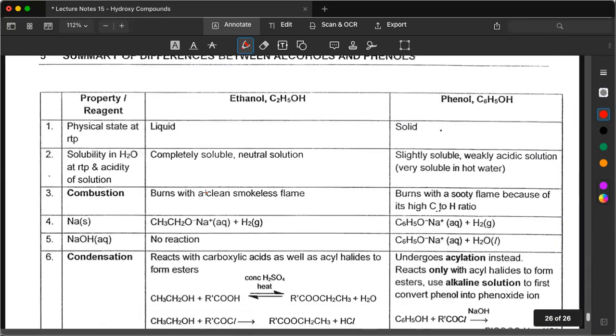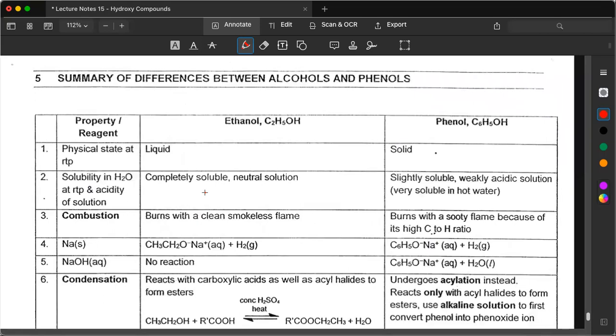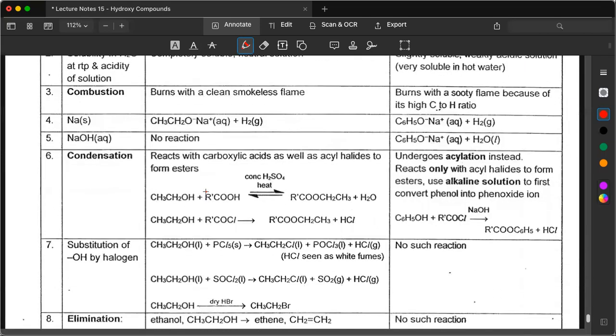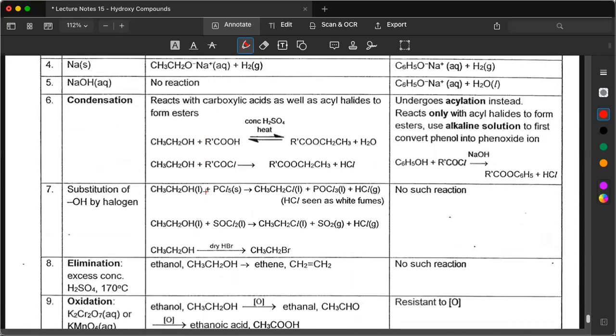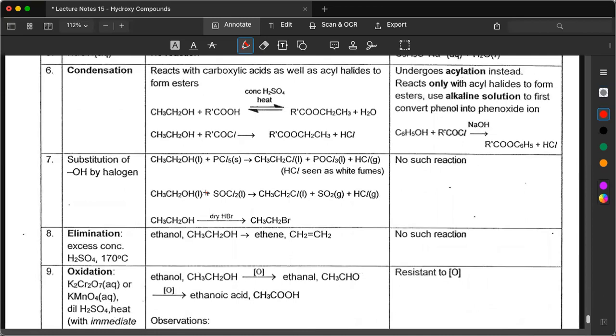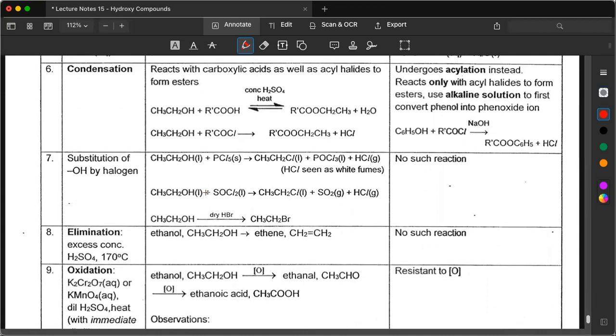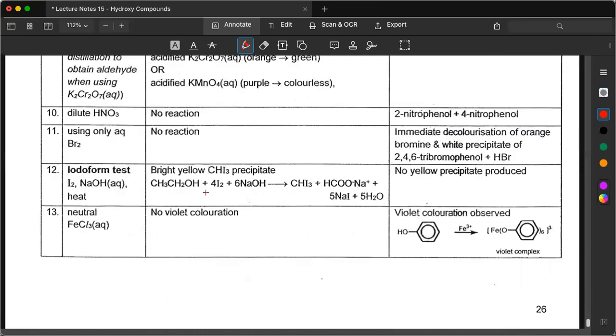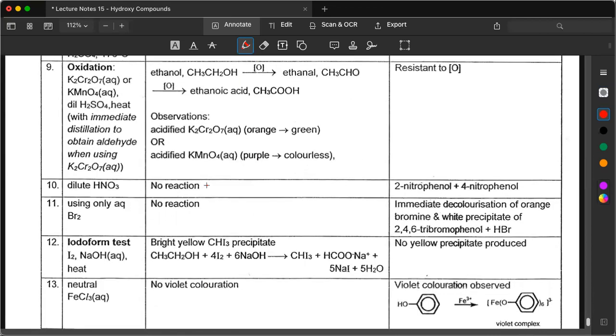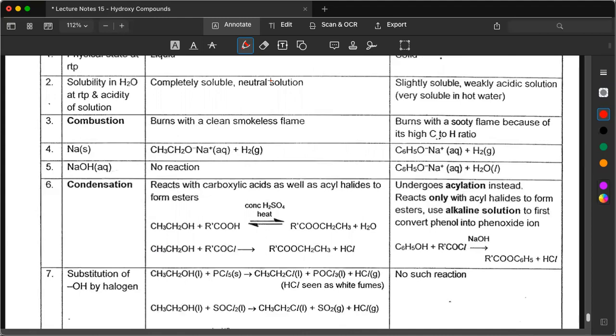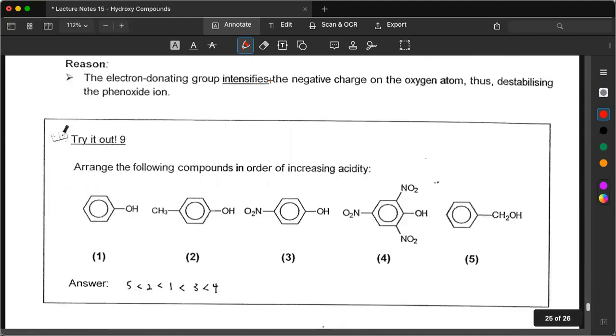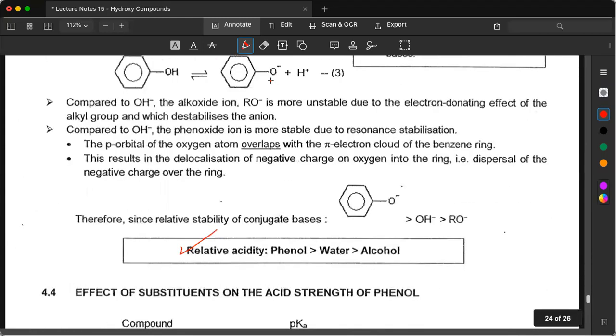So finally, this is a summary on the difference between alcohol and phenol. Very quickly, what we have covered in the last 1 hour. I hope this lesson benefits you. Hope you have a better understanding of the difference between ethanol and phenol, and the chemistry of them all.